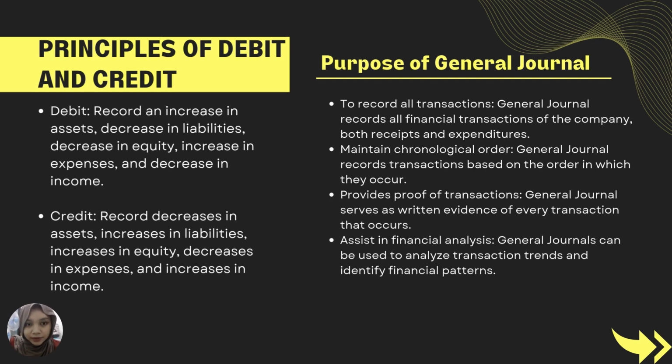Purpose of General Journal. To record all transactions: General Journal records all financial transactions of the company, both receipts and expenditures. Maintain chronological order: General Journal records transactions based on the order in which they occur. Provide proof of transaction: General Journal serves as written evidence of every transaction that occurs. Assist in financial analysis: general journals can be used to analyze transaction trends and identify financial patterns.